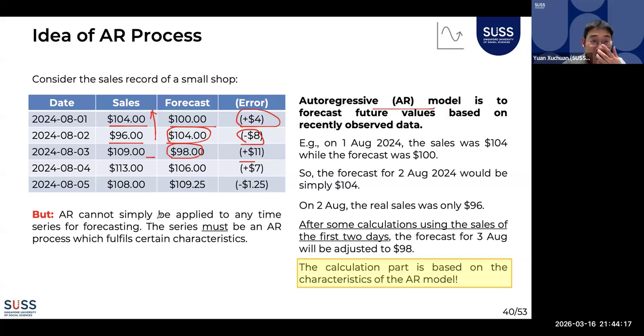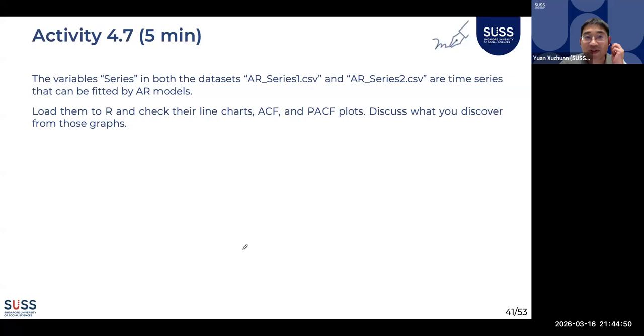So we say an AR or MA model cannot simply be applied to any time series for forecasting. Why? Unless your time series is stationary. The series must be an AR process which fulfills certain characteristics. There must be stationarity, and after you fit the AR model, the residuals are white noise. Otherwise you cannot directly apply those models in your forecast. So, AR series 1, AR series 2, let's look at the ACF and PACF. I will do it quickly.